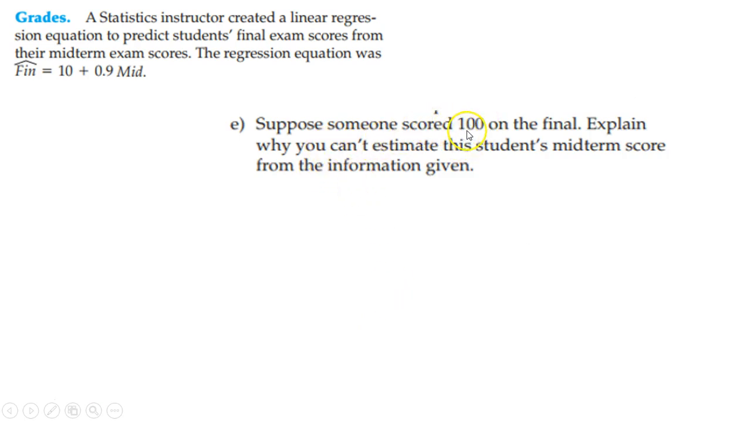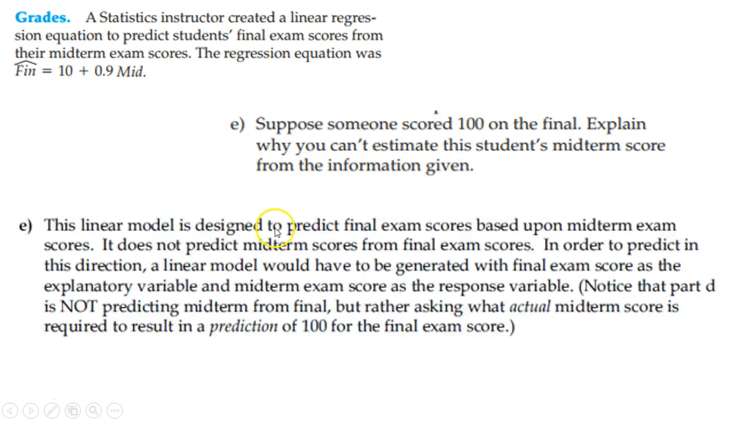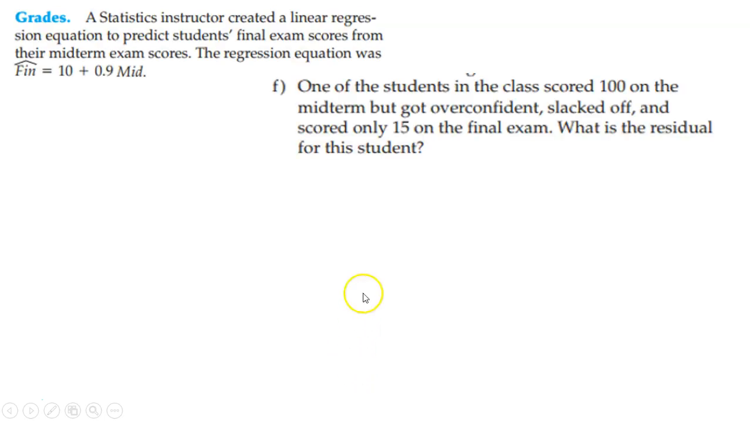Suppose someone did actually score 100. I'm going to have to twist the whole thing around. We have to re-examine it. We have to basically switch the order and plug it the other way in to solve it, because that is what's the predicted score. And no, 100 is an actual score. So in order to predict in this direction, a linear model would have to be generated in that direction with final exam scores as the explanatory variable. And all you would do is switch your X and your Y column on your linear regression equation, and you could do this. Notice that part D is not predicting the midterm from the final, but rather the other way around, is all that they're getting at, so it wouldn't work.